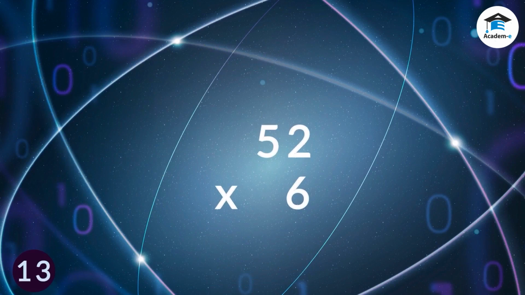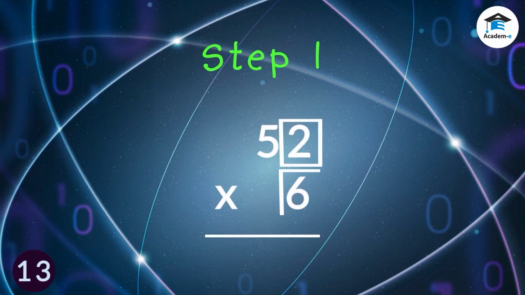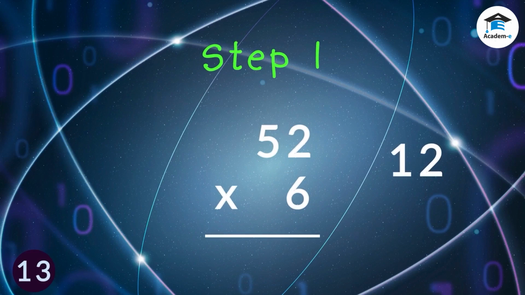Let's have the second example in multiplying 2-digit numbers with regrouping. Step 1. Multiply the ones by 6. 2 times 6 is equal to 12, which is a 2-digit number. 12 has 2 in the ones place and 1 in the tens place. What we're going to do is put 2 under the ones column and carry over 1 at the top of the tens column.